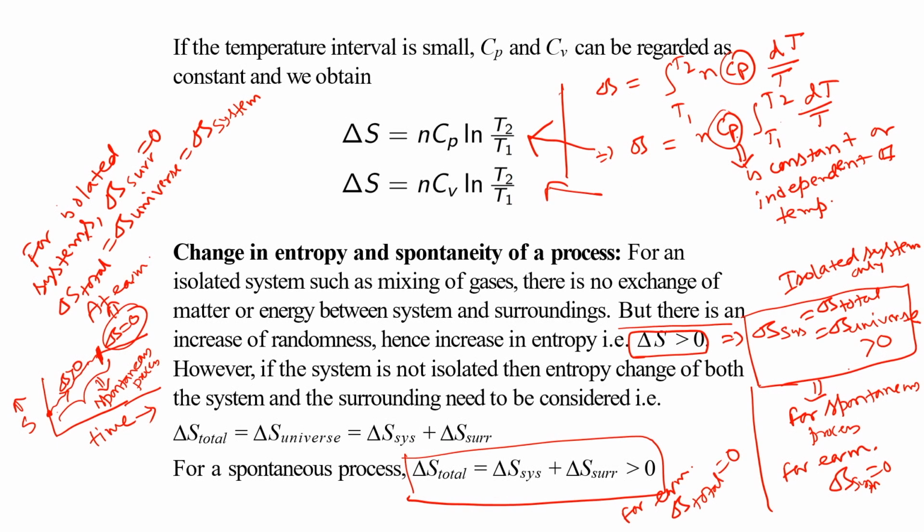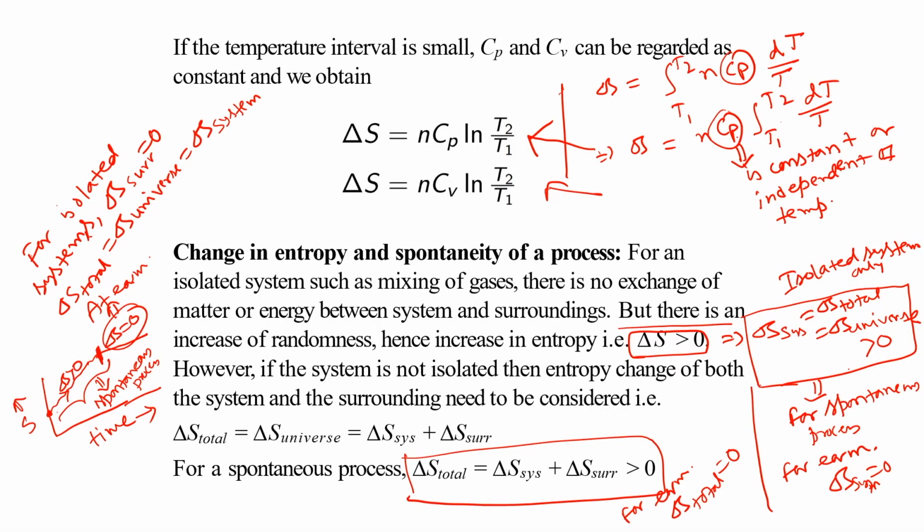So you can see that, in order to judge whether a process is spontaneous or not, if it is an isolated system, fine, we only need to think about the delta S system. Only the system, not the surroundings, is needed to see whether the process will be spontaneous or not, and this is applicable for an isolated system. But as I mentioned, not all systems are isolated systems.